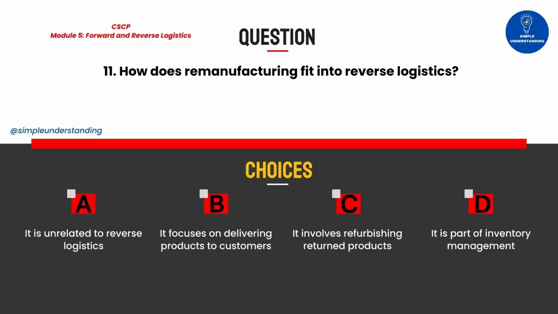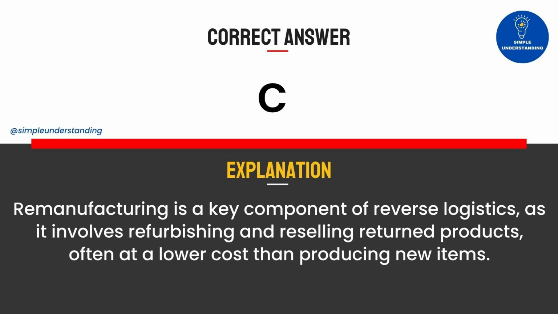11. How does remanufacturing fit into reverse logistics? A. It is unrelated to reverse logistics. B. It focuses on delivering products to customers. C. It involves refurbishing returned products. D. It is part of inventory management. Correct answer: C. Explanation: Remanufacturing is a key component of reverse logistics, as it involves refurbishing and reselling returned products, often at a lower cost than producing new items.